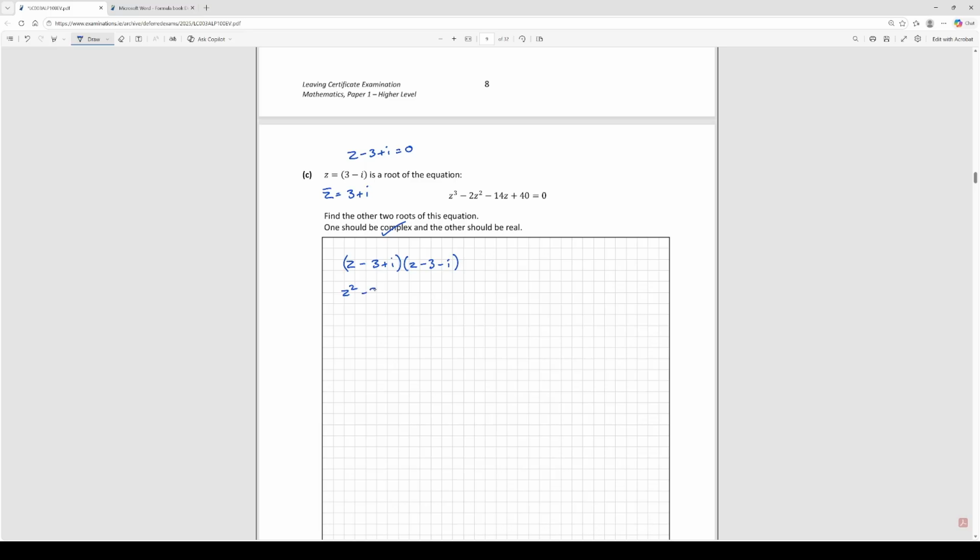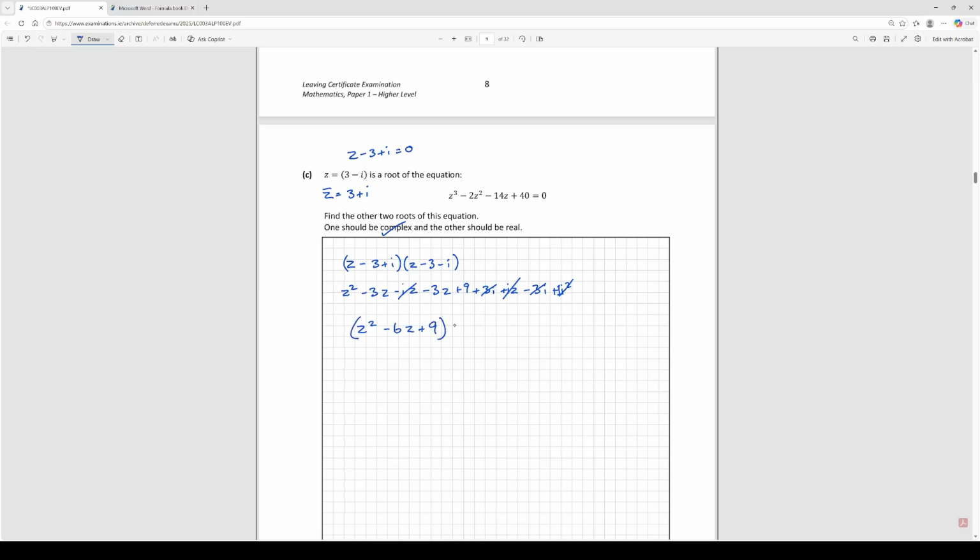z squared minus 3z minus iz minus 3z plus 9 plus 3i plus iz, I'll say, minus 3i minus i squared, which, as they told us, turns into minus 1, so that would turn into a plus 1. iz and minus iz cancel, so we'd be left with z squared, and these cancel. I knew something else cancels. z squared minus 6z plus 9.